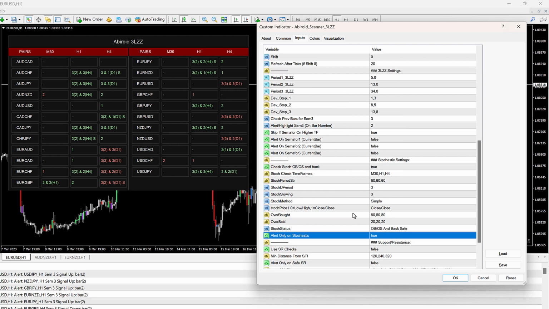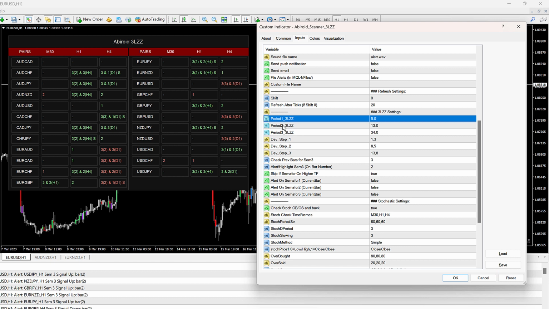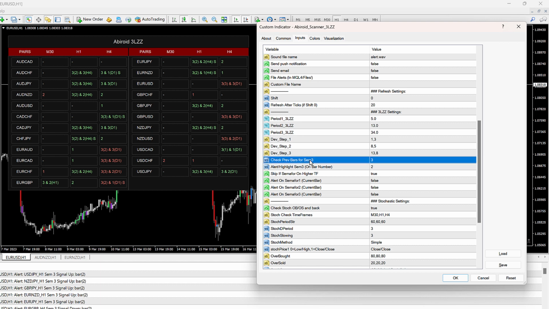And as for the alerts for Semafor, right here, these are the Semafor 3 settings. So right here, period 1, 2, and 3. These are the periods for Semafor 1, 2, and 3. It will always give importance to Semafor 3. So in case the current bar has a Semafor 1 forming, but if Semafor 3 had happened within these 3 bars, if you have checked previous bars for Semafor 3, then it will show you the Semafor 3.